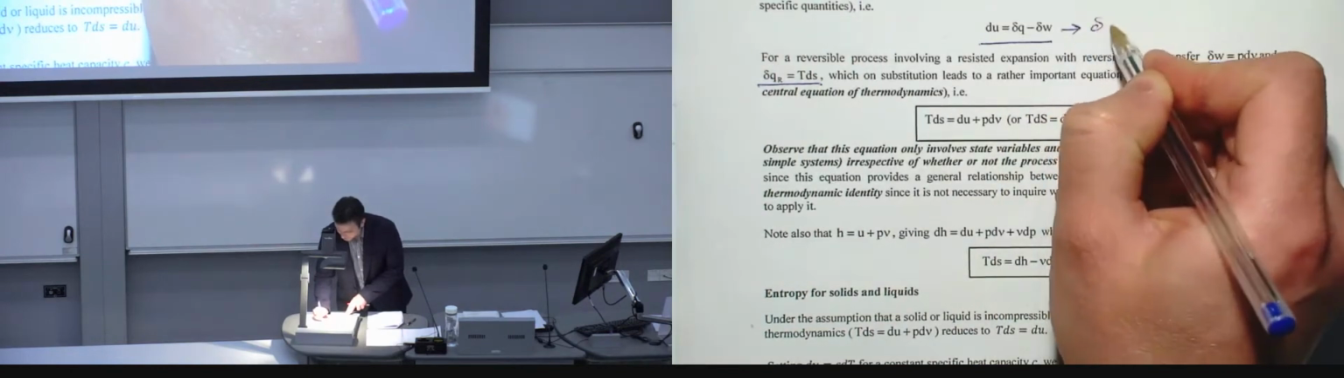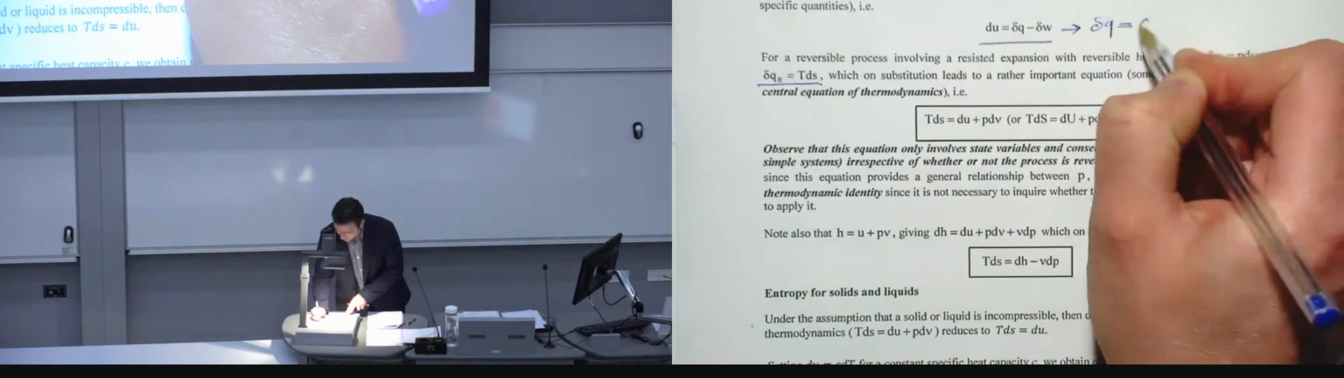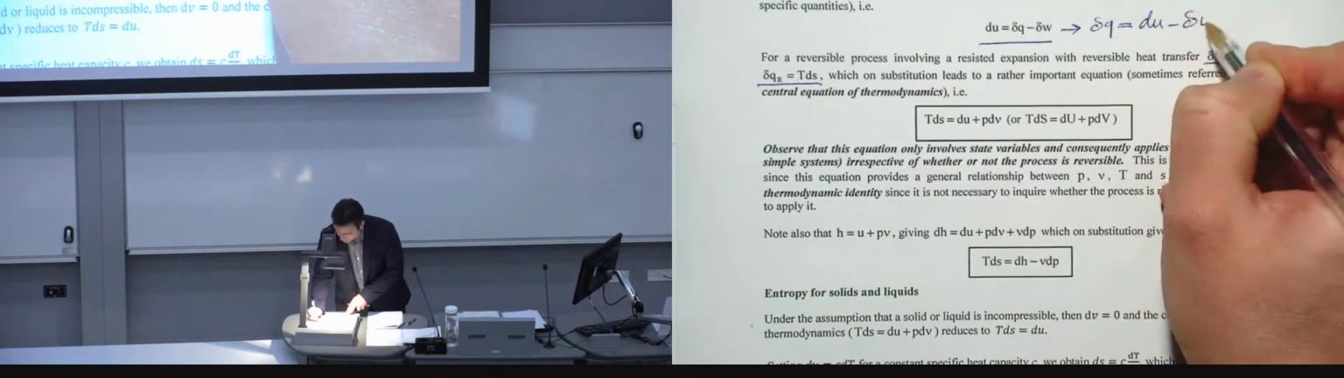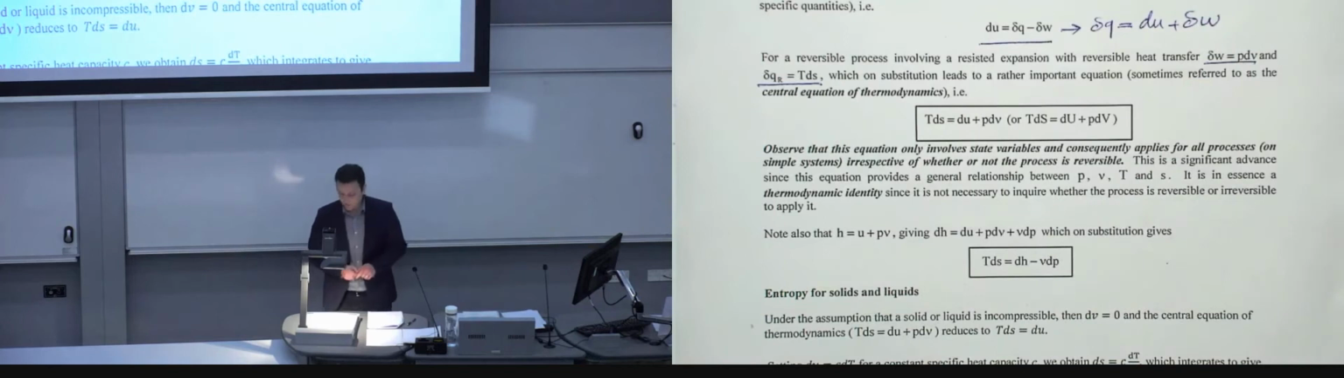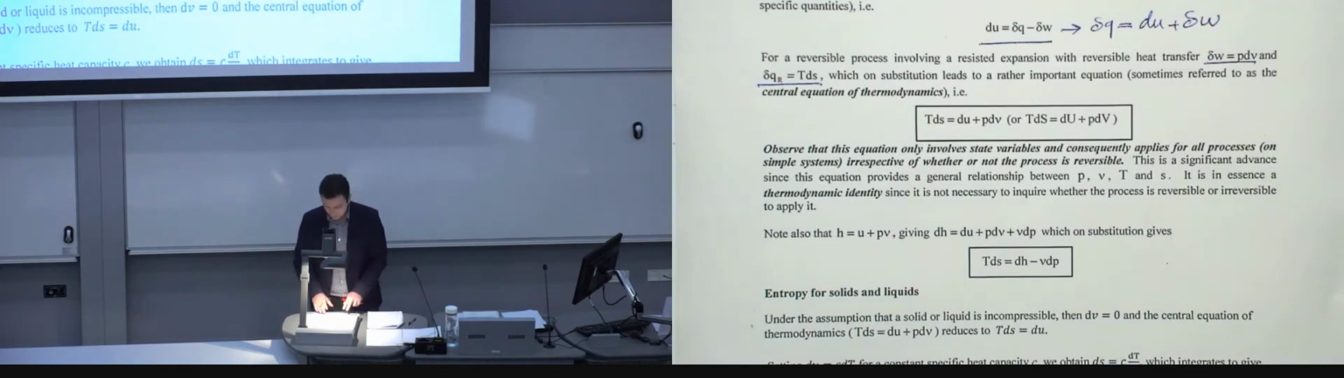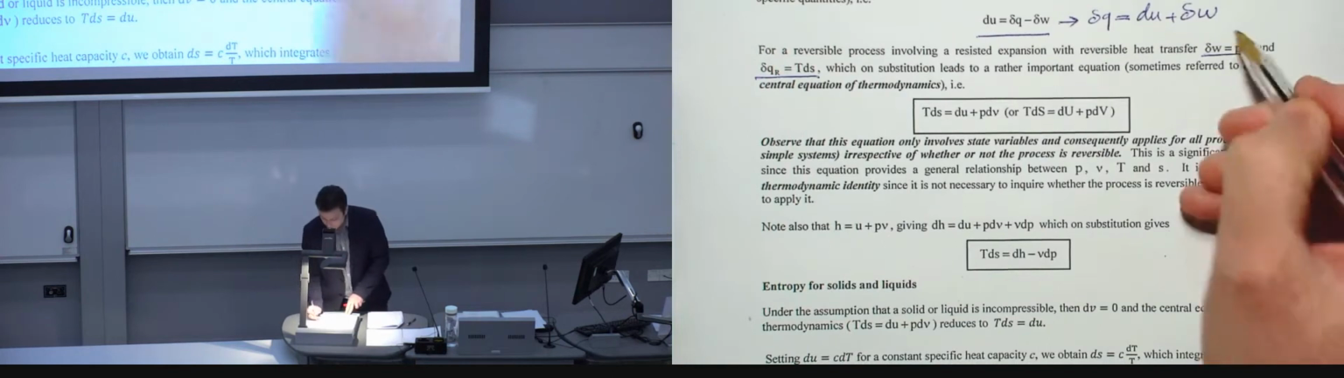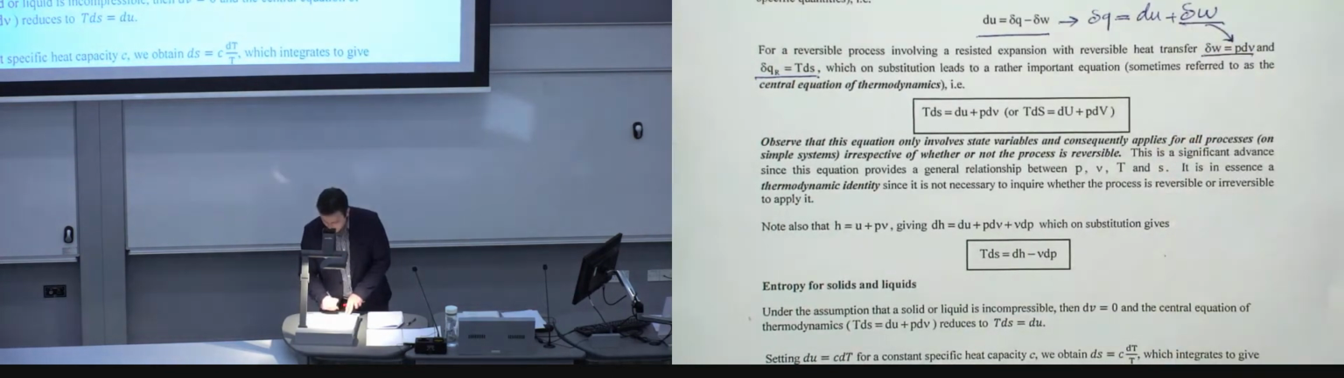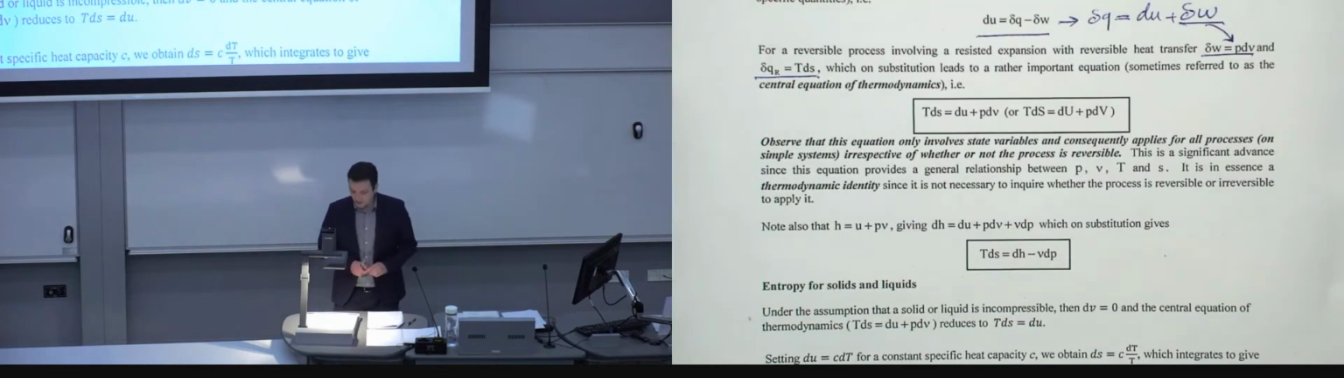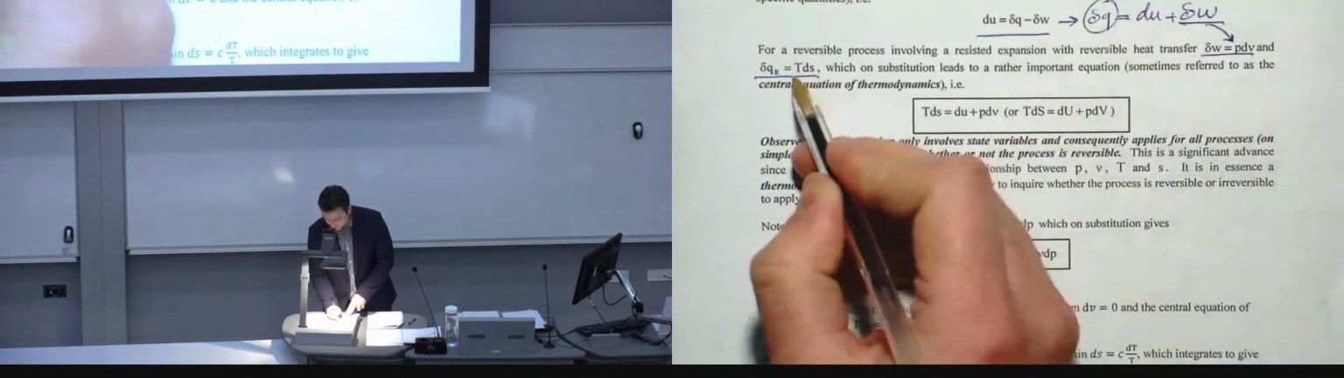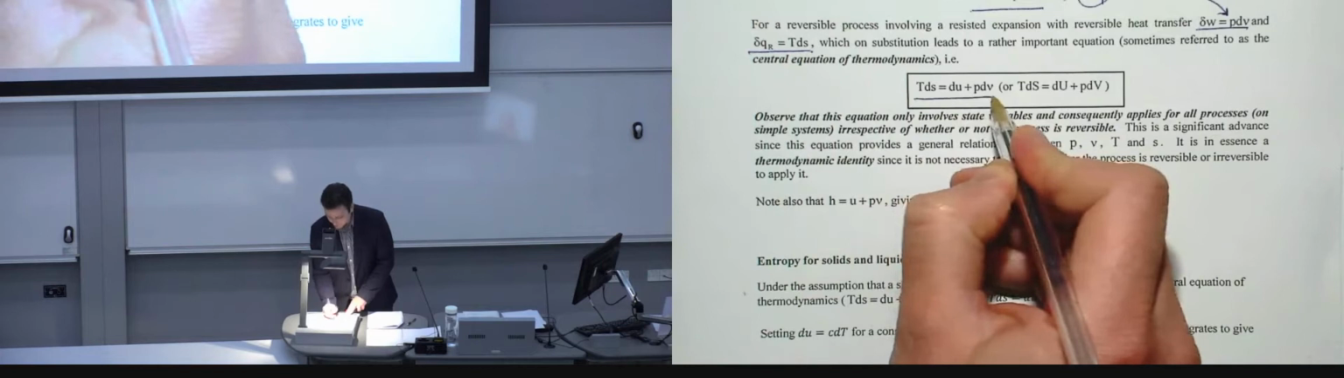So if you combine this information now, first of all, you rearrange this and say, okay, I want to keep delta Q here, and I'm going to move delta W to the other side. Then I'm going to replace delta W with this. And the other thing I can do is replace delta Q with TdS. Once you do that, you get that important equation.